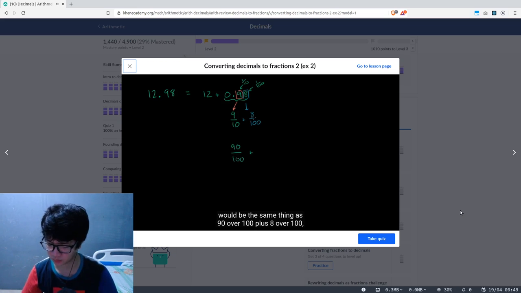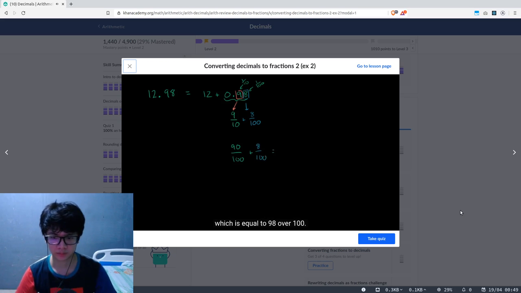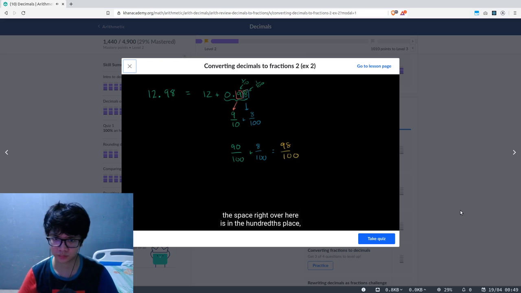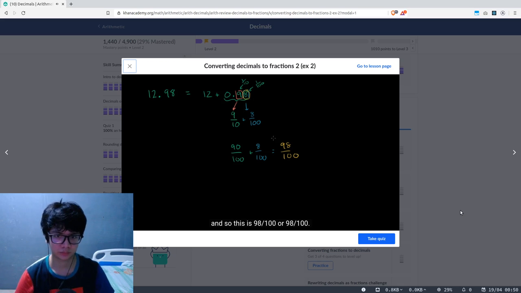90/100 plus 8/100, which is equal to 98/100. And so 0.98 is 98 hundredths. And another way you could have said that is, look, this space right over here is in the hundredths place. And so this is 98 hundredths.